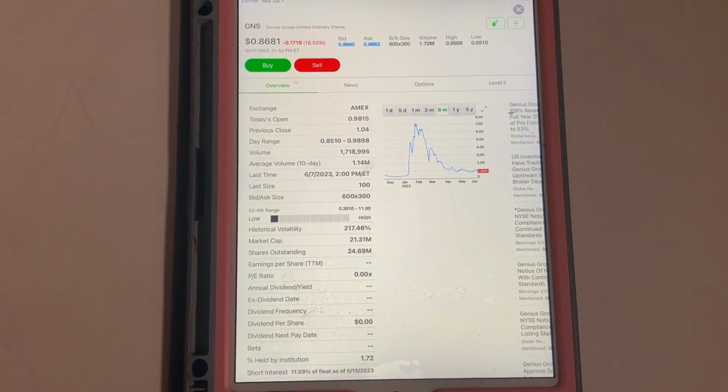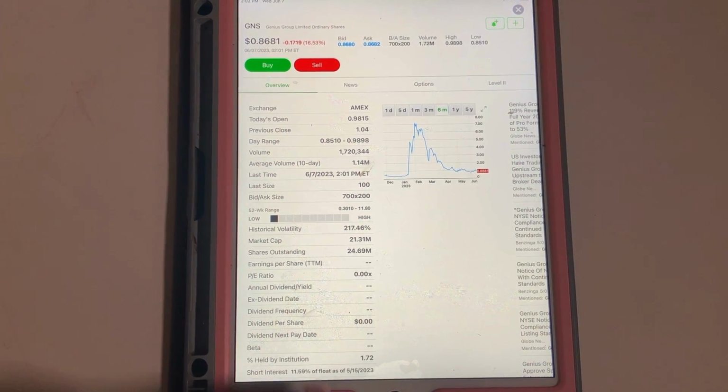And let's go all the way down here. You can see that the percentage held by institution is 1.72. That is a red flag. It means that basically the hedge funds, pensions, and all the big players in the stock market are not interested in this stock. Usually when the percentage held by institution is very high, it means that hedge funds, pension plans, and a lot of big players in the stock market are interested in the stock because they have positions there. Right now, this does not look good. It means that institutions are not interested in this stock.